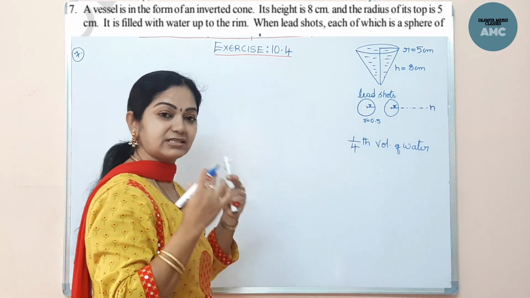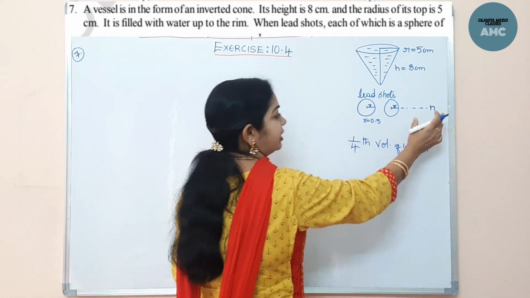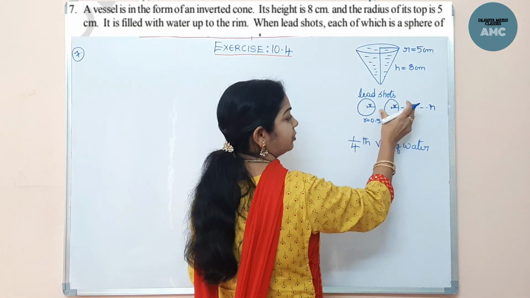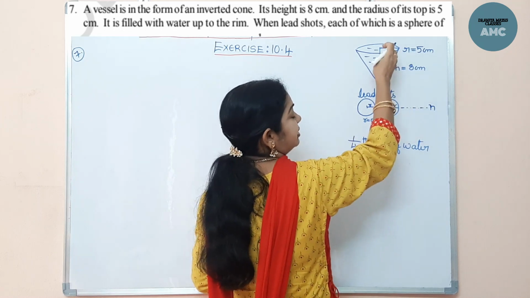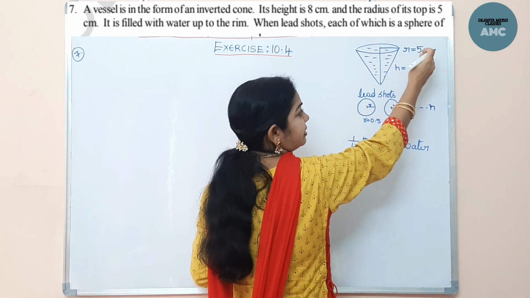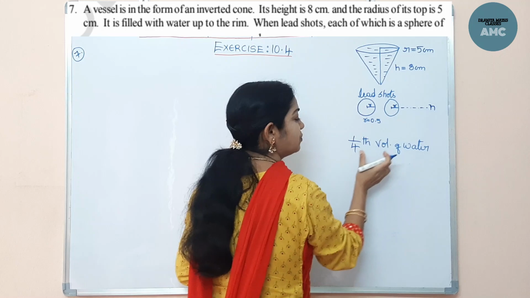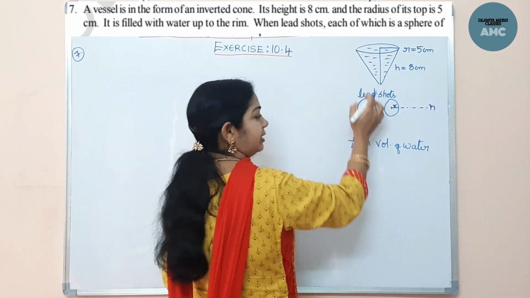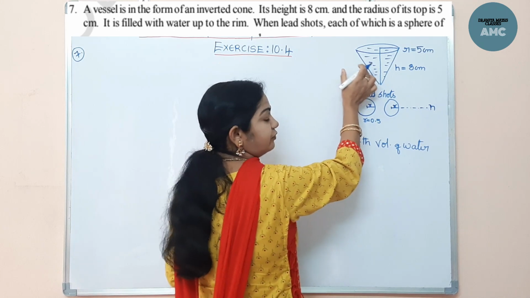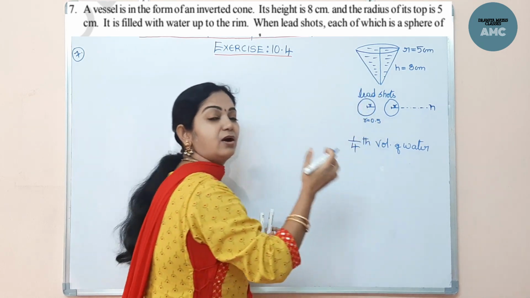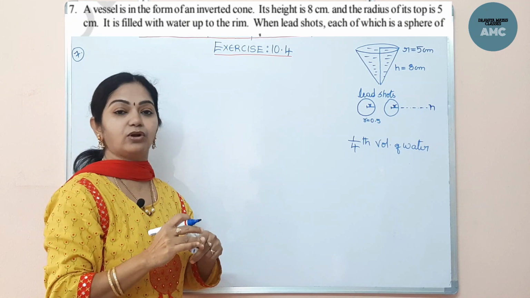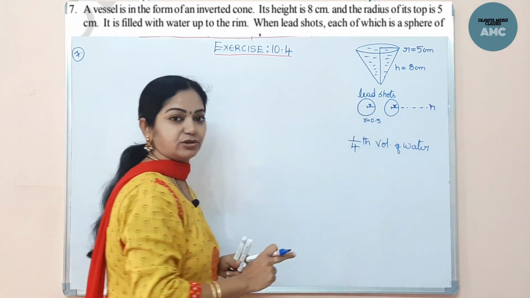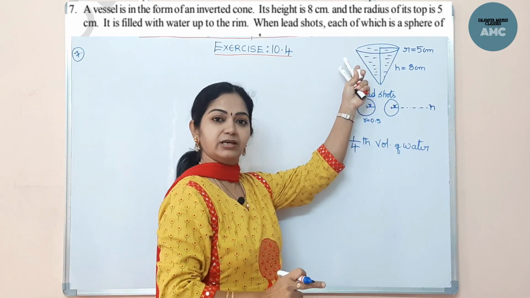So clearly we can see that suppose there are n lead shots, I don't know how many they are, that are placed here so that the water is being replaced. So 1/4 volume of the water is replaced. We will equate the volumes here. We will find the volume of the cone first, and we only have to know 1/4 volume of the cone, because 1/4 volume will be equated to the number of lead shots, not the complete volume of the cone.